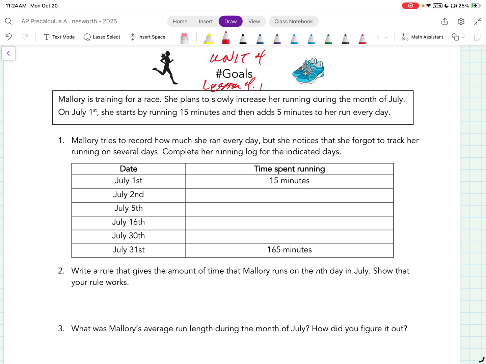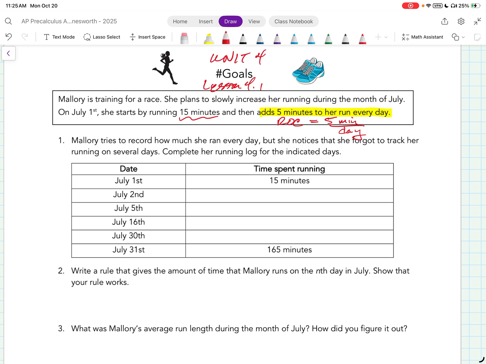Okay, our first lesson in Unit 4, 4.1. Here we go. Let's read the context. Mallory is training for a race. She plans to slowly increase her running during the month of July. That's a good idea. I used to run. On July 1st, she starts running 15 minutes. You note that in the table right there. Then she adds 5 minutes to her run every day, and that is the rate of change. Rate of change is equal to 5 minutes per day increase. Starting off with the initial time of 15 minutes, you can see that.